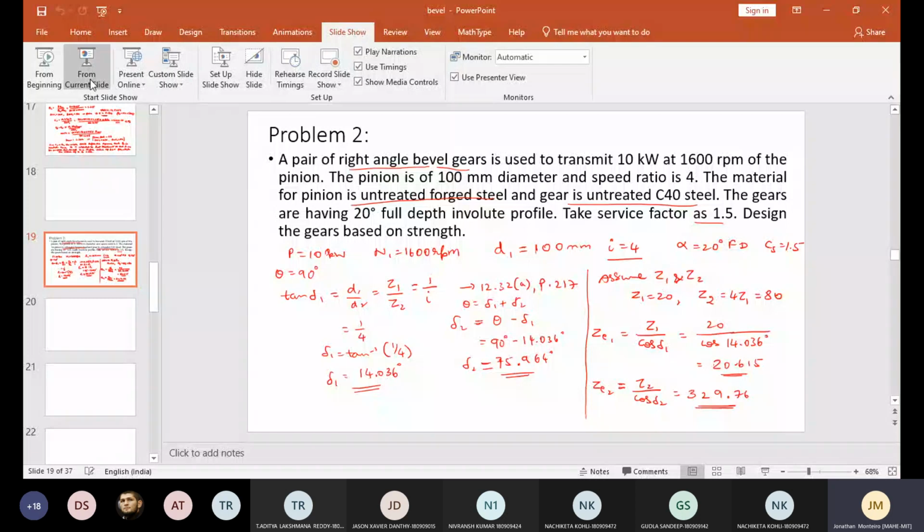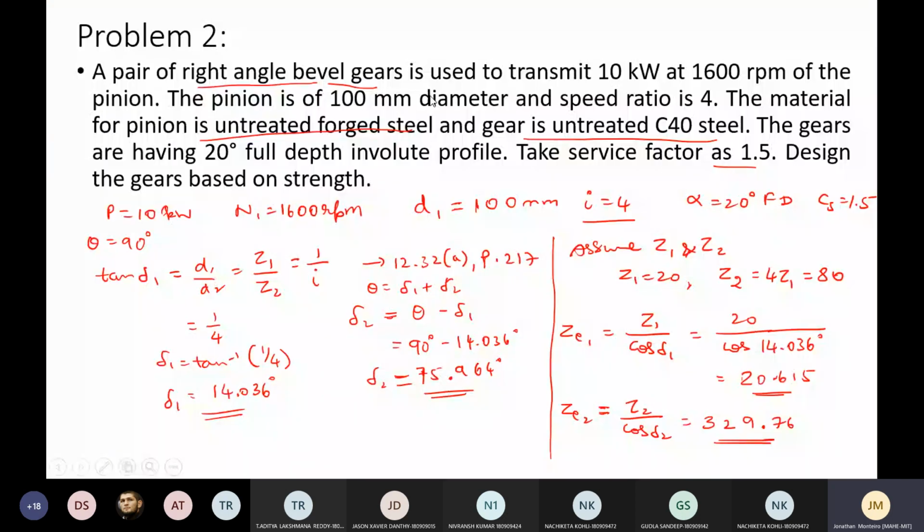So it was a right angle bevel gear. It is used to transmit 10 kilowatts at 1600 rpm of pinion. We had written the details. Pinion is of 100 mm diameter, speed ratio is 4, and the material was already given. Material for pinion is untreated forged steel, and gear is untreated C40 steel. Gears have 20-degree full depth involute profile, service factor 1.5, and you should design the gears based on strength. That is, you need not take care of the calculations of dynamic load and wear load.